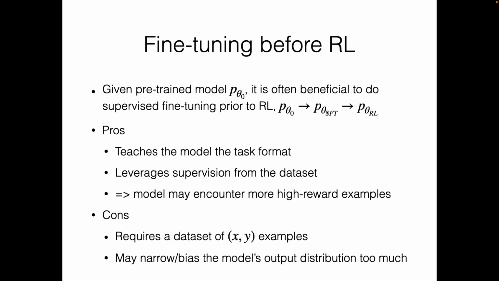For this one, I don't know if anyone remembers from the prompting lecture, there was a good example of this. Can anyone say an example of biasing or narrowing the model's output distribution?